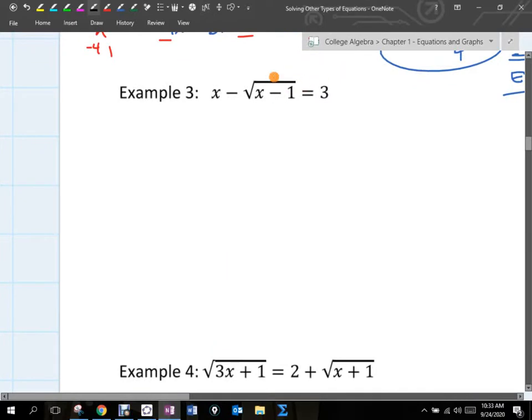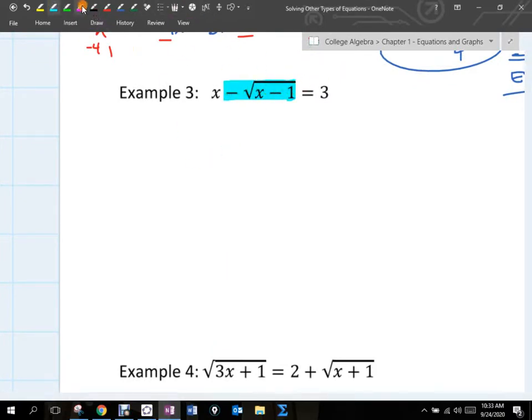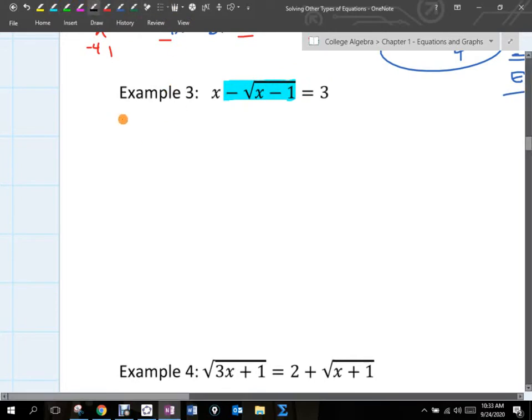So we do need to isolate our variable term here. So I'm going to subtract x from both sides. So that leaves me negative root x minus 1 equals 3 minus x, right? Okay, what do you want to do next? Leave this up to you guys. What do you want to do next?